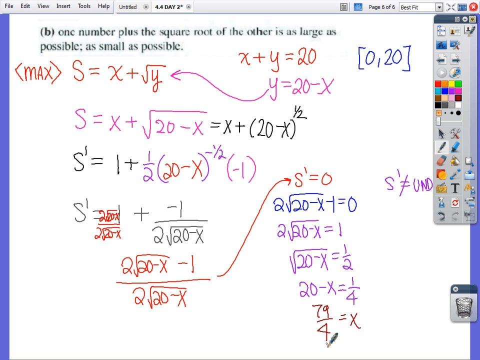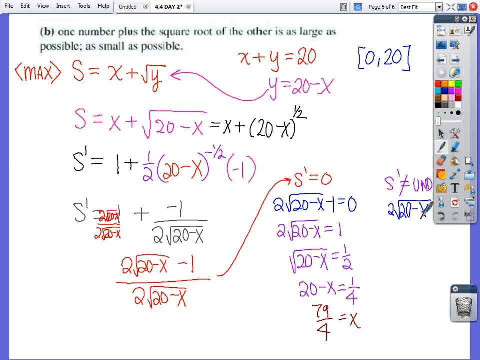So let's hope that that is the correct answer. We'll have 79/4 right here, 0 here, 20 here. Remember that this is, I'm going to backtrack. I'm going to say that I do want to solve for the derivative equal to undefined. And the reason is I want it on my sign chart. I don't ever want values to be missing from my sign chart.